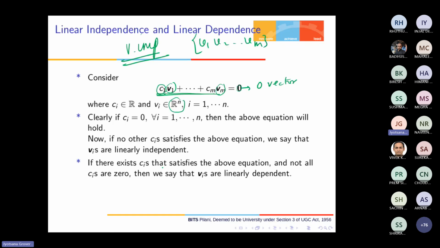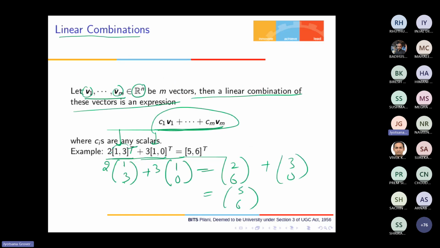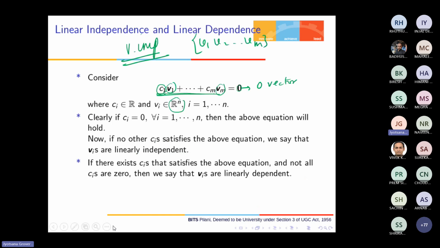So here you have taken the linear combination of two vectors which are in R2. On the right-hand side, you get a vector in R2 only. Similar is the case here. If you take the linear combination of these m vectors, you'll get a vector, which is again in Rn.